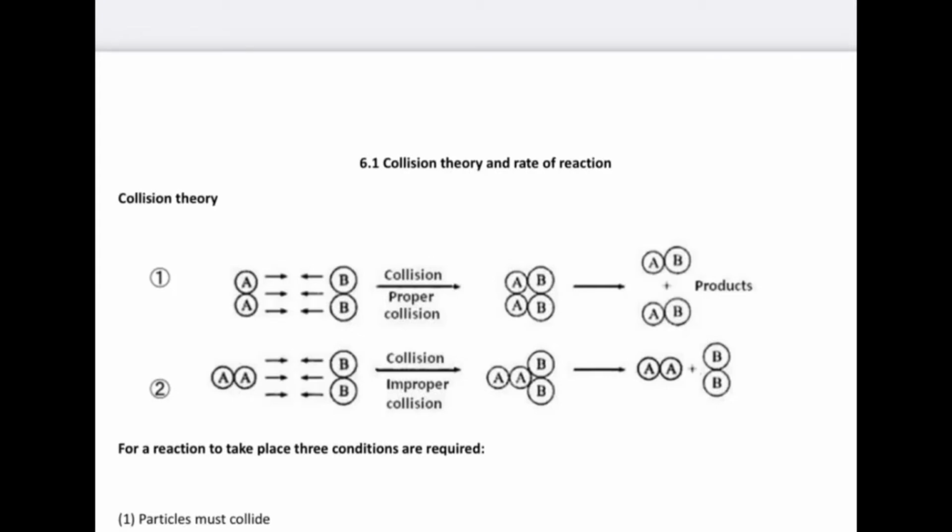Hi everyone, so we're going to be looking at the collision theory and the rate of reaction. So let's see the collision theory. This theory tries to explain the conditions that need to take place in order for a reaction to be successful, for a reaction to occur.